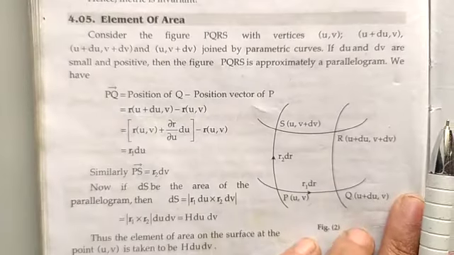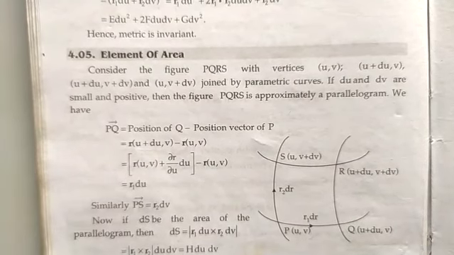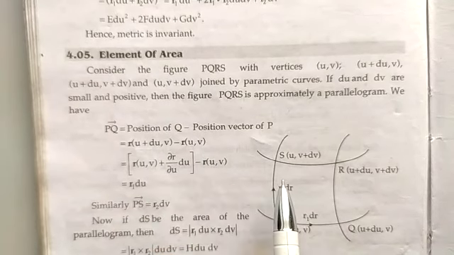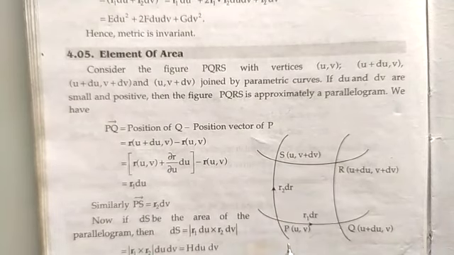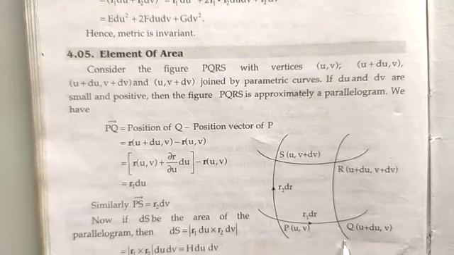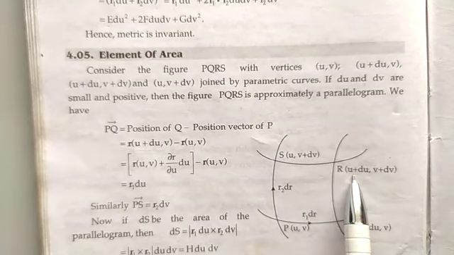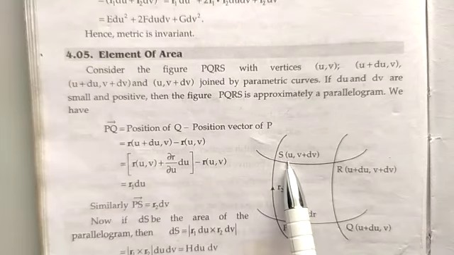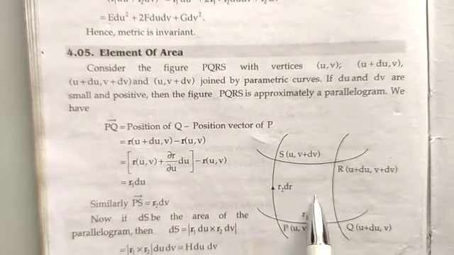Next we define the element of area on a surface at a point (u, v). To define the element of area, let us consider a figure PQRS. Let us take the coordinates of the point P as (u, v), the coordinates of Q as (u + du, v), the coordinates of R as (u + du, v + dv), and the coordinates of S as (u, v + dv). So these are joined by the four parametric curves.